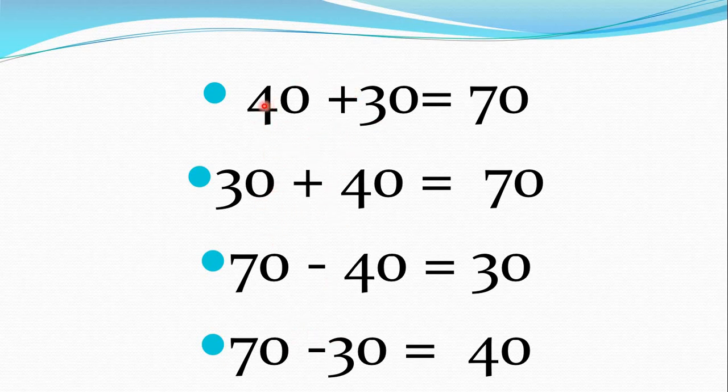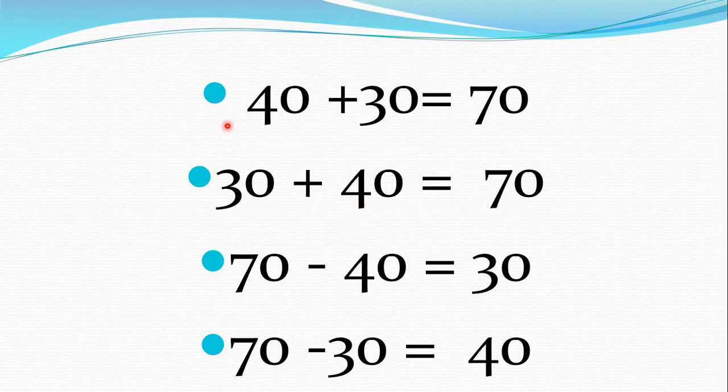So students, 40 plus 30. 40 and 30 are both different digits, but the answer is what? Same. Here 70 and here 70. Here again example number 2, 30 plus 40. How many? 70. Understood all students? I hope you understood better. 40 plus 30 is equal to 70 and 30 plus 40 is equal to 70.